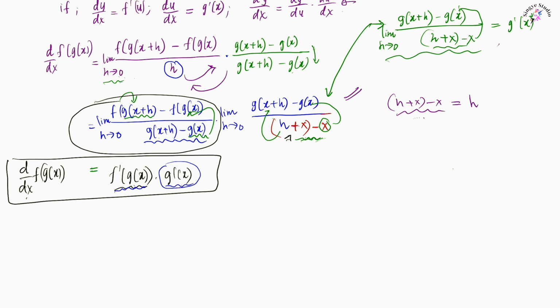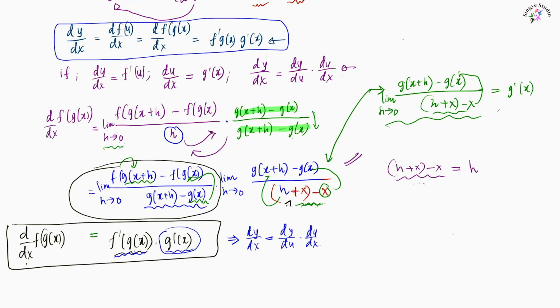So we have successfully proved the chain rule, which is also equal to dy over dx equals dy over du times du over dx. I did this to modify the expression so that we can derive an important conclusion from the limit properties and the limit definition of the derivative.